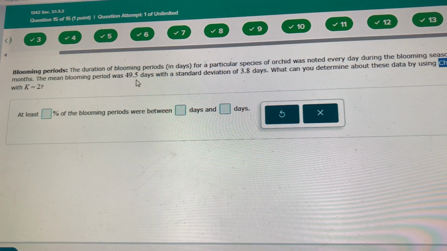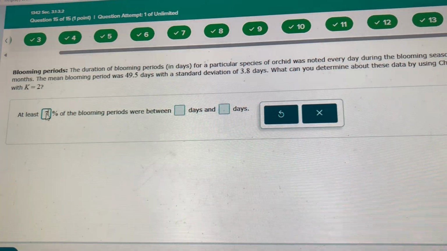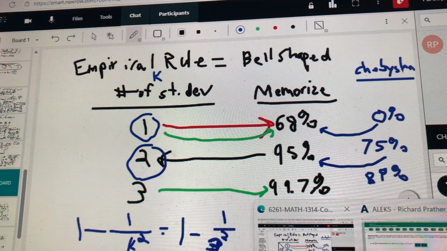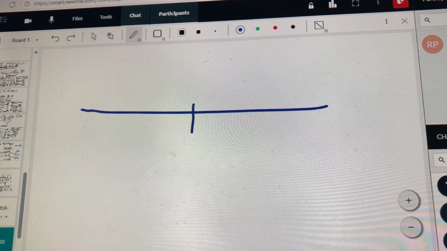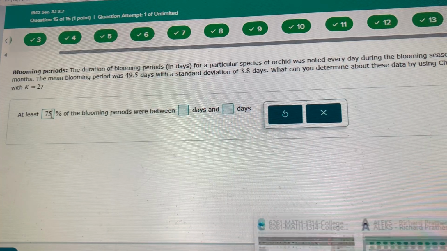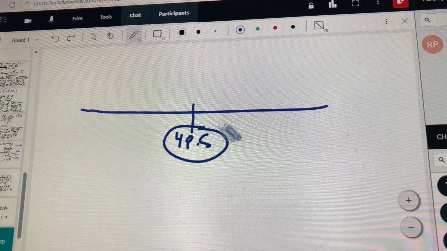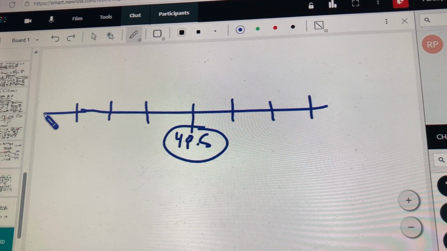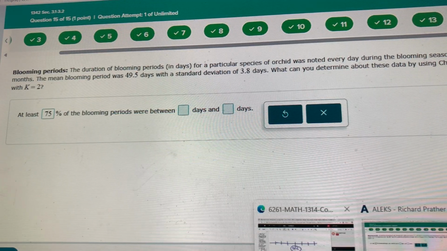So there's a mean of 49.5, and there's a standard deviation of 3.8. And if k equals 2, then I'm going to use the 75% rather than the 95 that the empirical rule uses. And other than that, you do this the same way. So make a number line, put the mean in the middle, 49.5. Now add that standard deviation 3 times and subtract it 3 times. The standard deviation is 3.8.